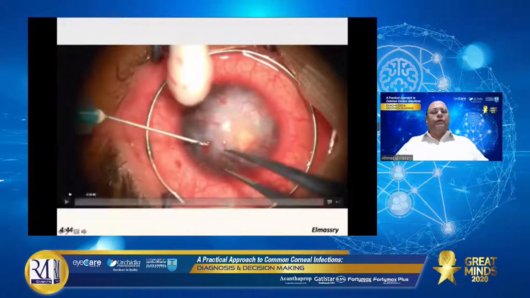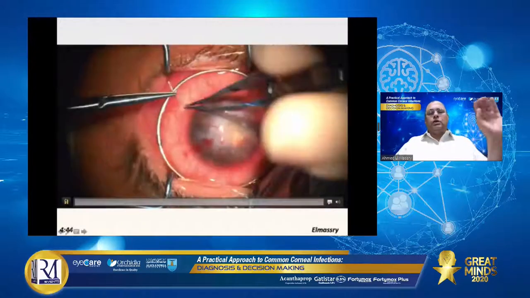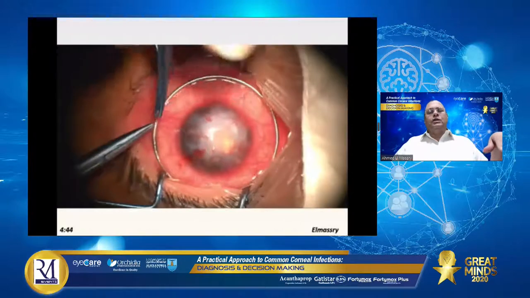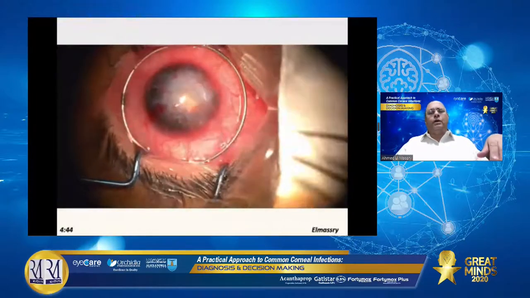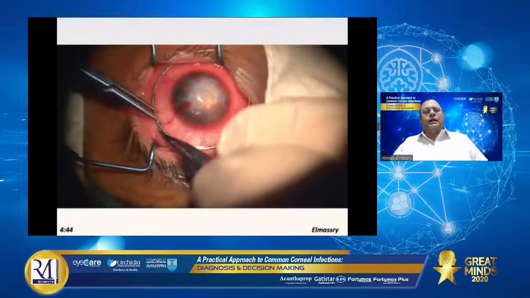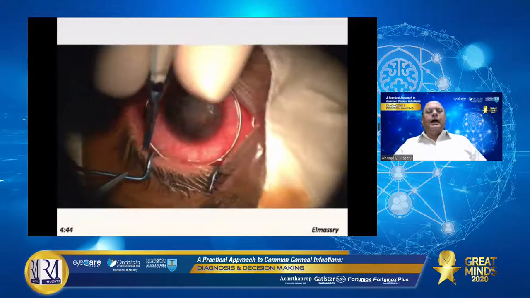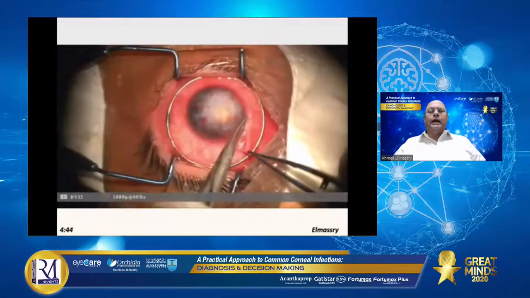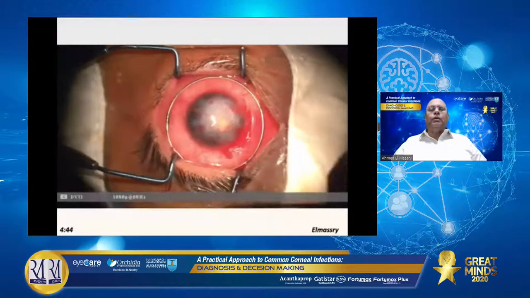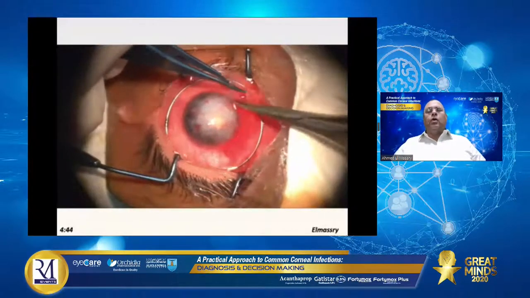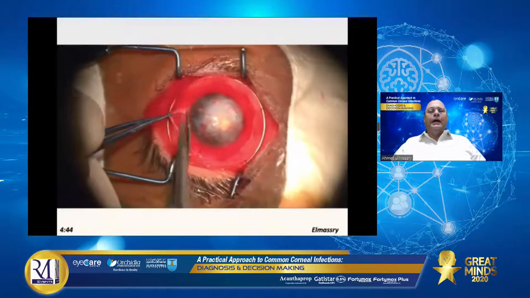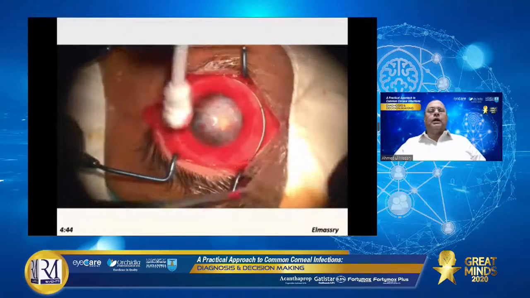This is a 4 minute video just to show you what will happen if the cornea is melted and there is adhesion. This is a 35-year-old male patient that I did PKP for, and then he went to his country and got an infection and was treated and came back to me with this situation. The cornea is melted, amalgamated with the iris, and the vision is hand motion.